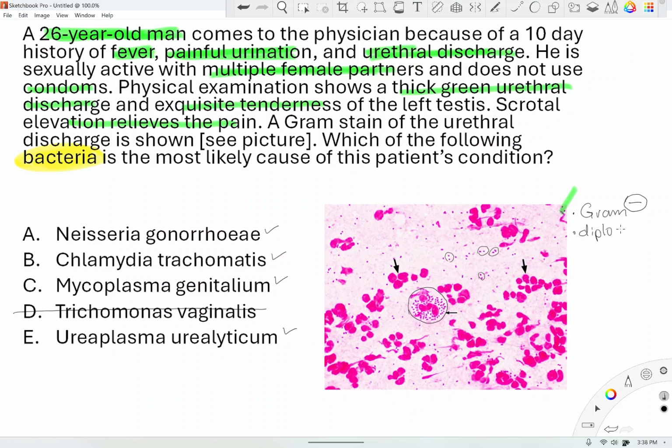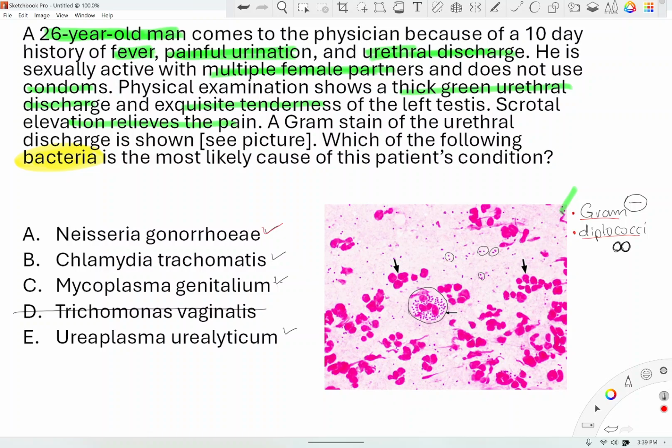So these cells exist in the neutrophil in diplococci formation. Round cells that are in pairs. Usually these are known as kidney bean shaped diplococci, right? Okay, let me change my color to red so you can see where I'm writing. So this stain shows gram negative cells that exist in diplococci form. So Neisseria gonorrhea is gram negative and is diplococci, so we'll keep that.